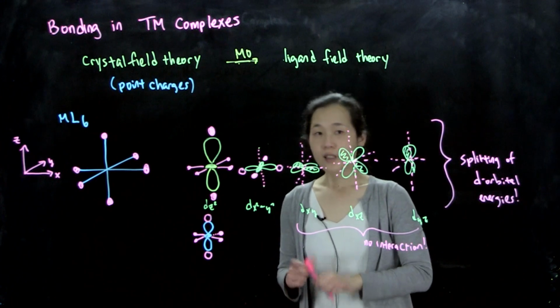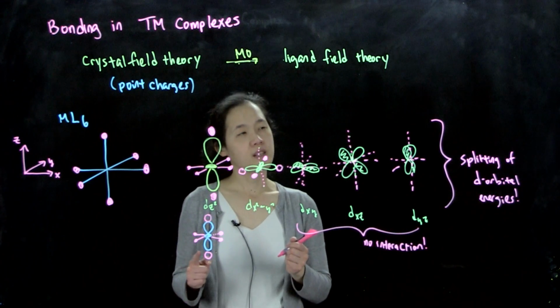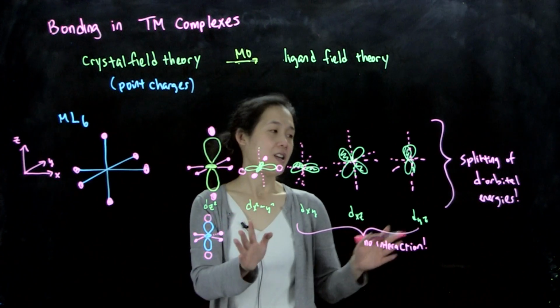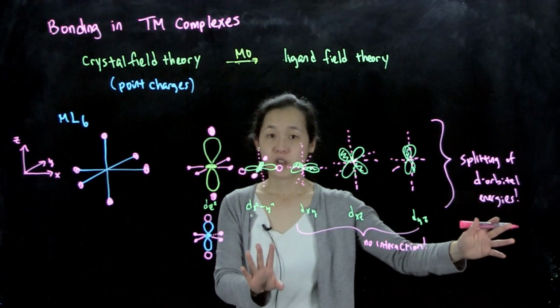In class on Monday, is it Monday? Yes, Monday, we'll practice doing this picture again with other types of orbitals. And in the next video, we'll talk about what ends up happening with the splitting of our d orbital energies.